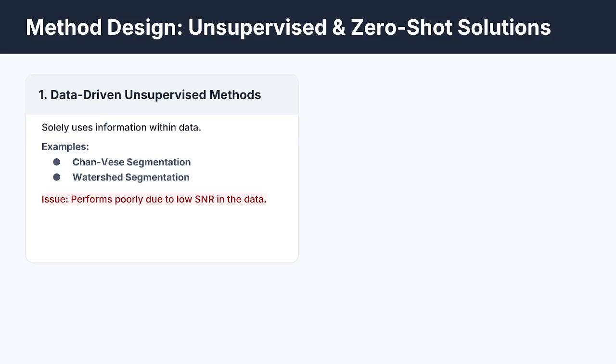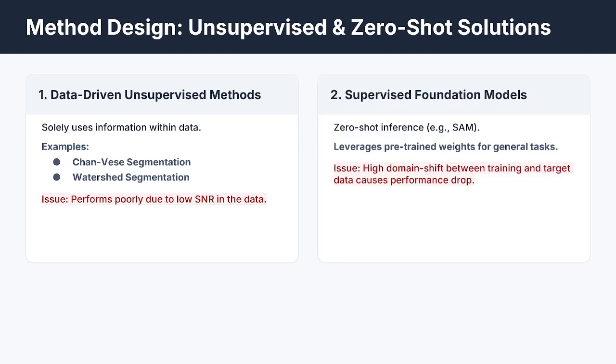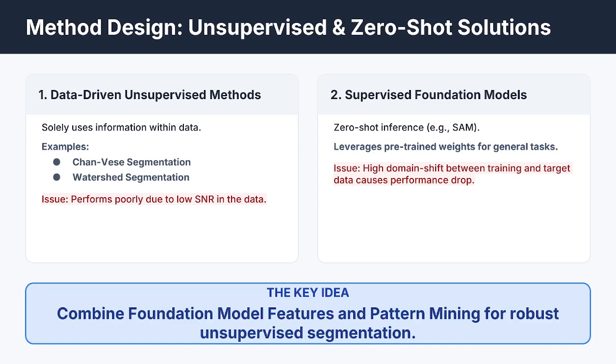First, there exist data-driven traditional methods like Chan-Vese and watershed segmentation. However, they were designed for high SNR images and perform poorly in low SNR cellular tomograms. Another option is to perform zero-shot inference using supervised foundation models. However, they were trained mostly on natural images and are not effective for cellular tomograms yet. So, in this work, we took a new direction.